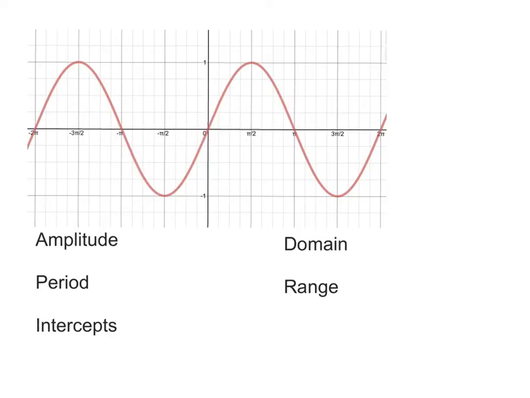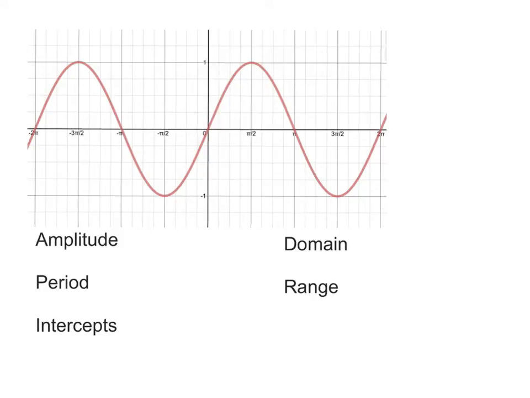And you kind of have to remember that. It's going to be a lot easier if you have a basic idea of what it looks like, where its maximum is, where its minimum is, where it crosses the y-axis. Those are some good features to know. But we'll talk about these other things as well: amplitude, period, intercepts, domain, and range.